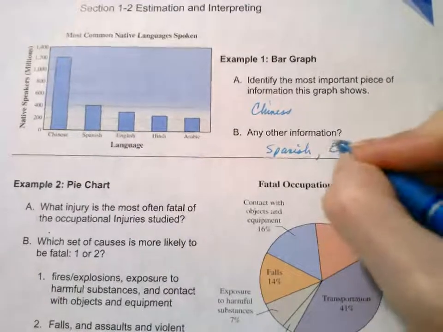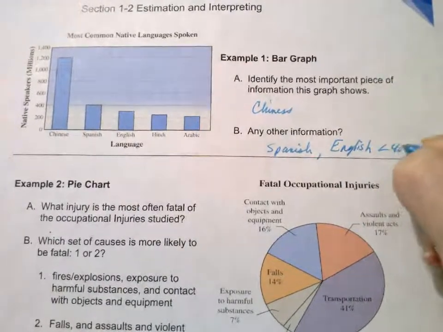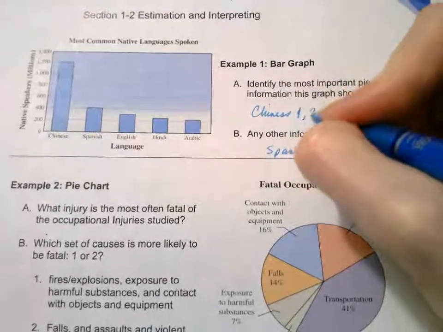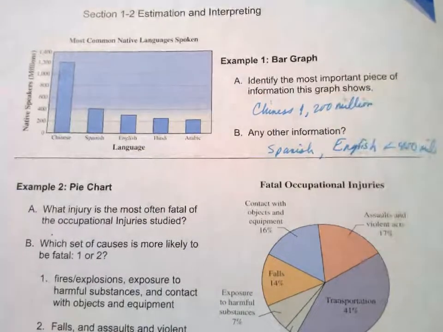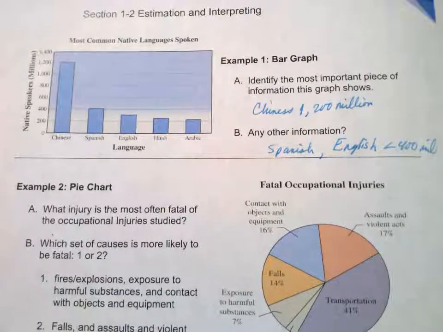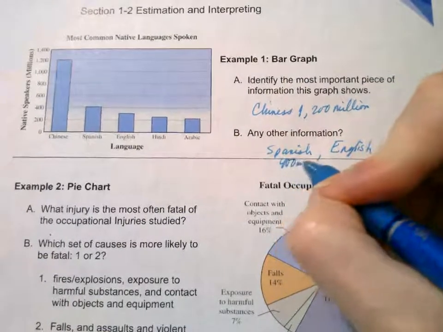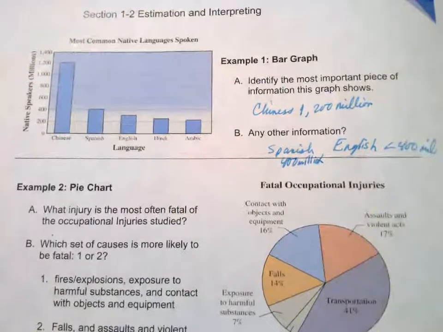So let me write that down. English less than 400 million. Chinese was 1,200 million. I'm not going to take the time to put all those zeros after that, but clearly more Chinese. Even Spanish was 400 on the nose. So this graphically represents a lot of information right there.